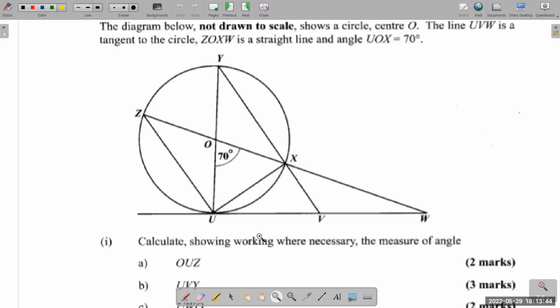Yes, angle at the circumference. Anybody seen the 3 isosceles triangles inside the circle? Good. I see external and internal angles. I see angles in the same segment, yes. What about the radius and the tangent?